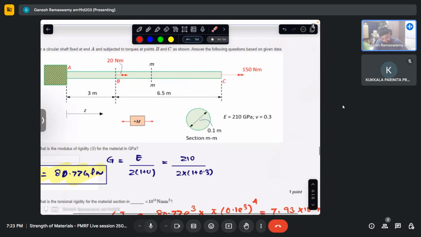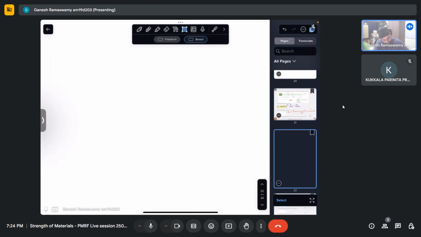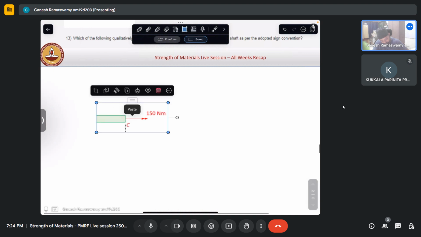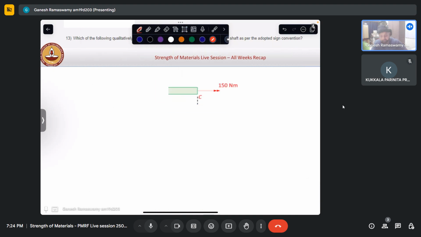So the twisting moment diagram, we will cut this section first. Let us take this section alone. In fact, let me do it. I will just take two cuts and draw the twisting moment diagram. So let us quickly draw it. I have taken a cut like this. For this cut, according to the sign convention, this should be my twisting moment.